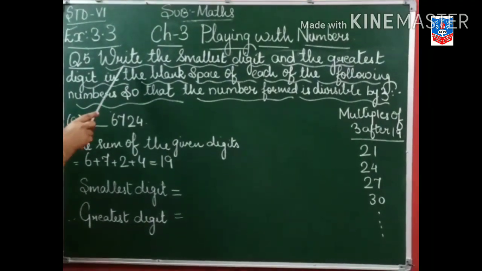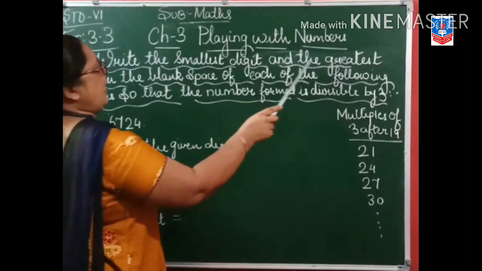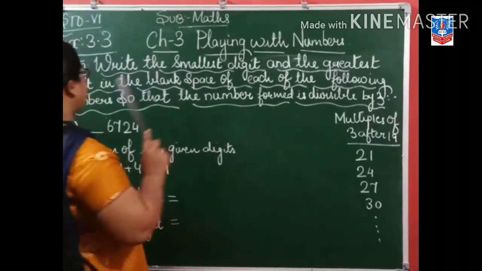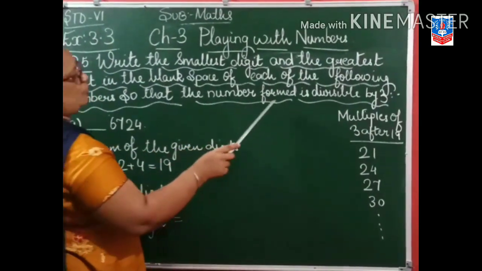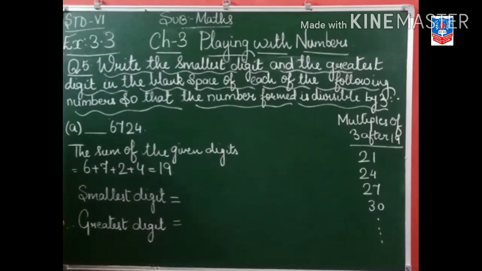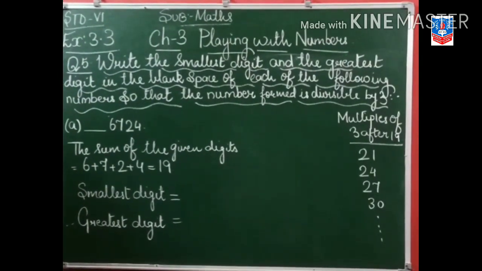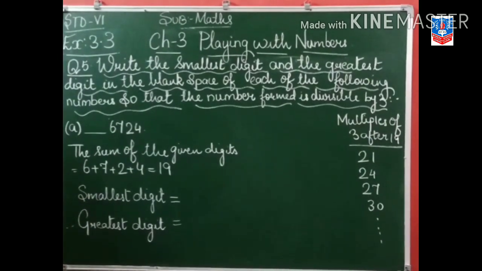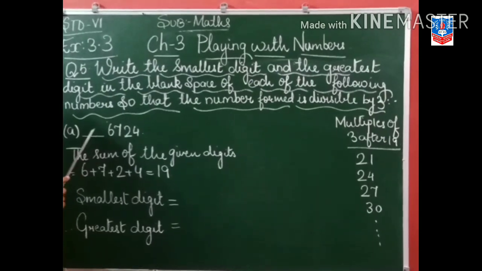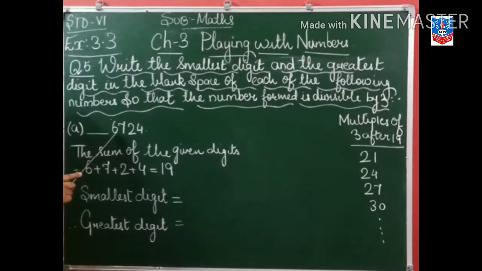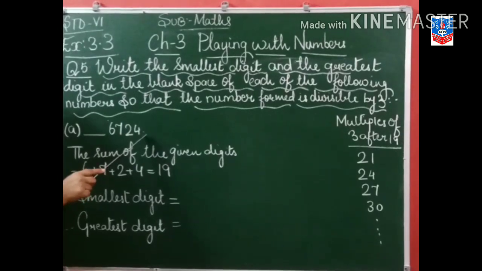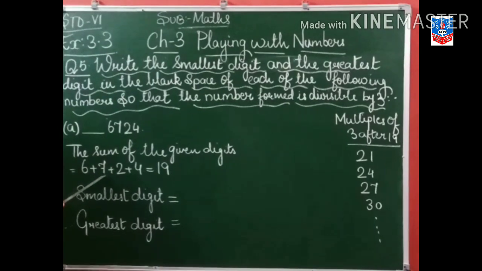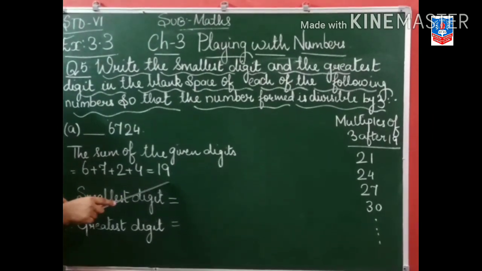Question number 5. Write the smallest digit and the greatest digit in the blank space of each of the following numbers so that the number formed is divisible by 3. As we know, for divisibility by 3, the sum of its digits must be a multiple of 3. Now see, a number is given here. First place is blank, 6, 7, 2, 4. Now, let us check the sum of the given digits. 6 plus 7 plus 2 plus 4 is 19.